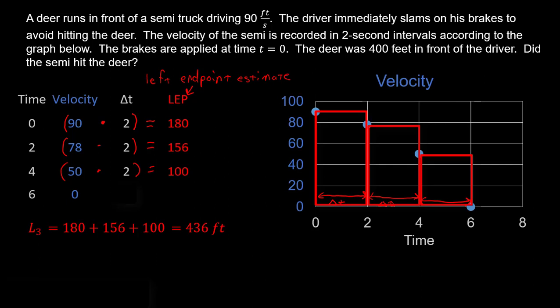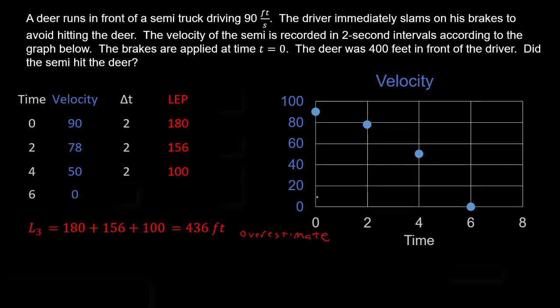And if you imagine these rectangles here that we showed, they're actually going to be bigger than we would expect a continuous curve of velocity to look like. So this left endpoint is actually going to be an overestimate. But having found an overestimate with our left endpoints, if we find the right endpoint estimate, that's going to give us an underestimate, and we'll kind of box in the possible distances that the semi might have traveled. So let's go ahead and do that next.